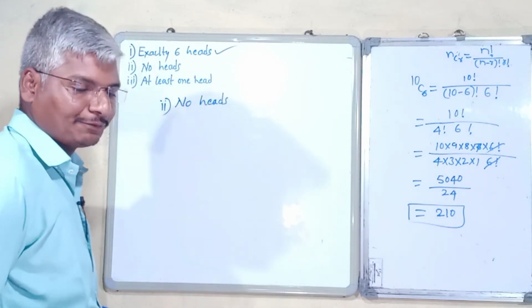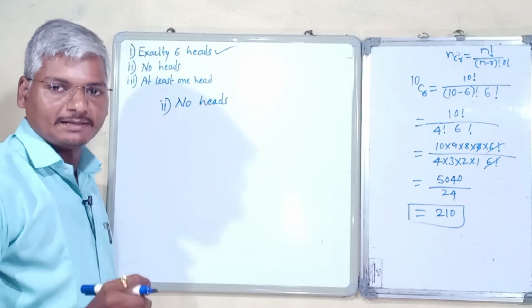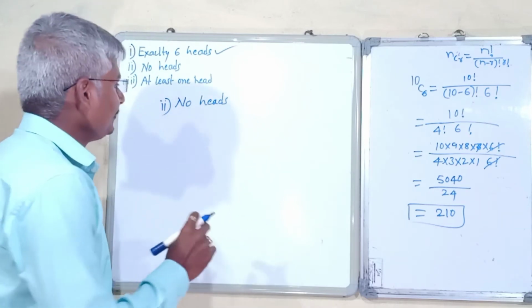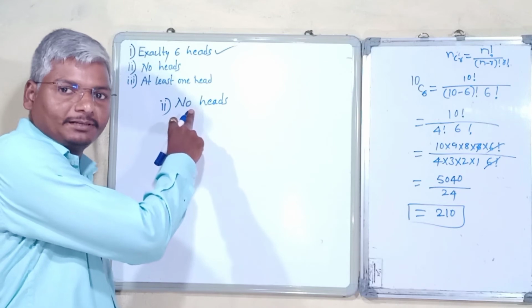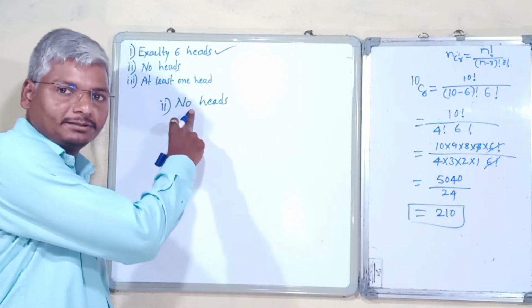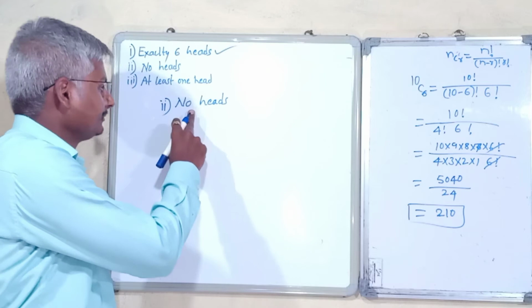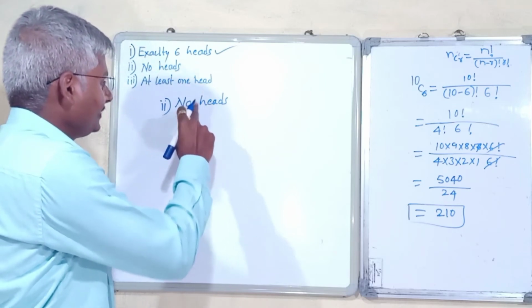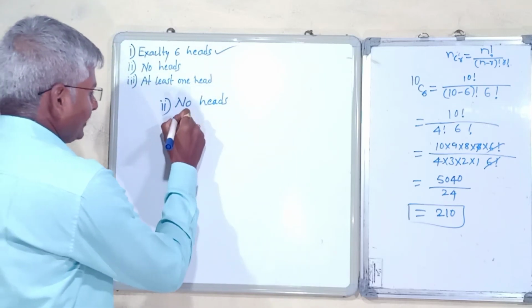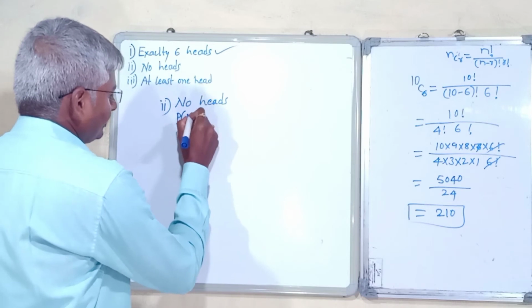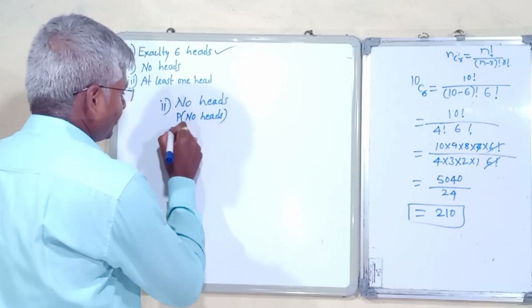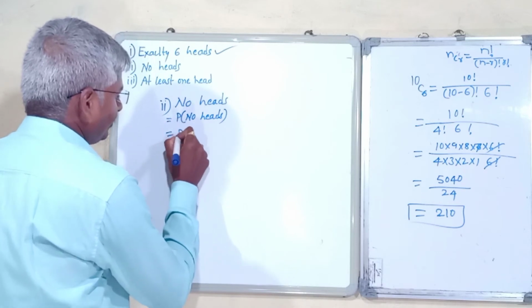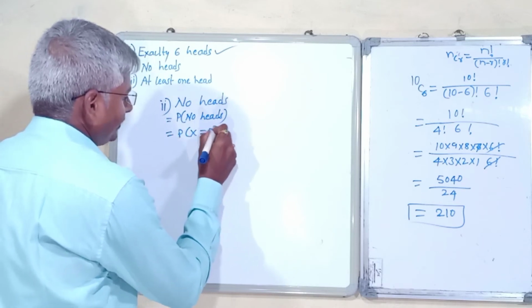This means if you toss 10 coins simultaneously, you need to find the probability that no heads will occur. No heads means all 10 coins show tails. Again we will write it here: probability of no heads is nothing but probability of x equals 0.